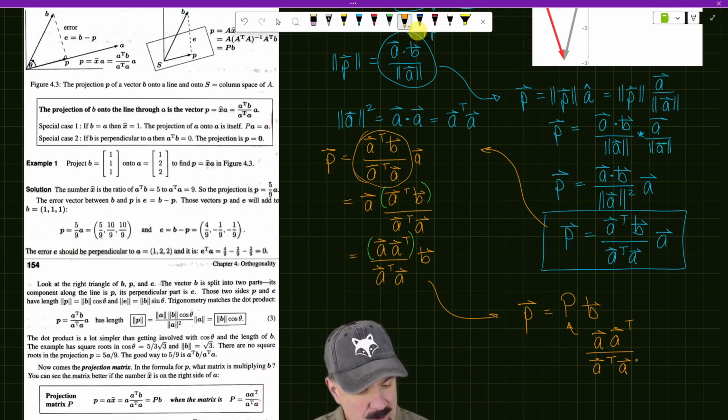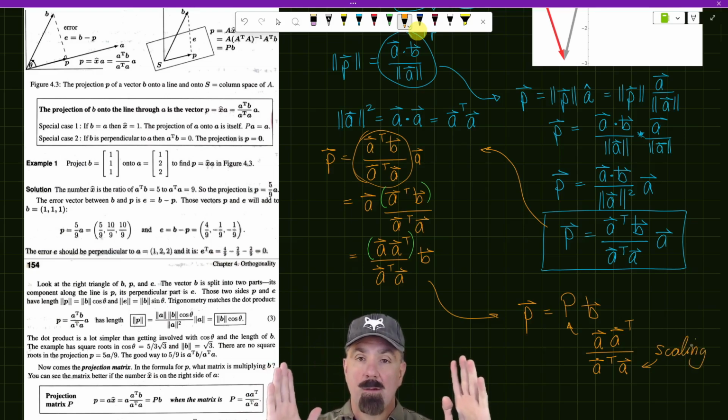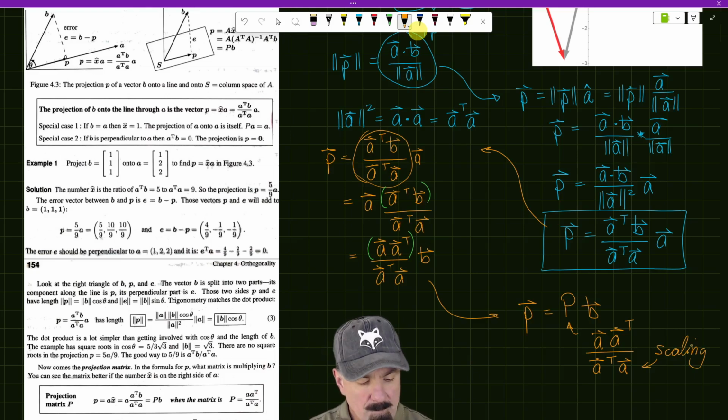And really the A transpose A in the denominator down here is just scaling by the magnitude of A squared. Remember, that's equal to the length of the A vector squared. So this is an important relationship because this is the foundation of how we come up with these projection matrices.